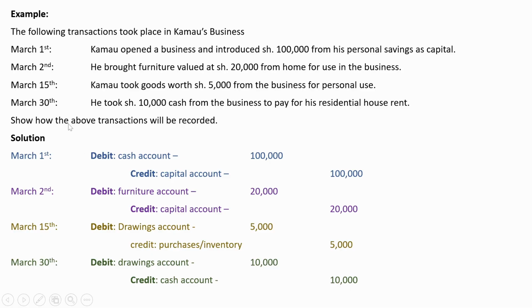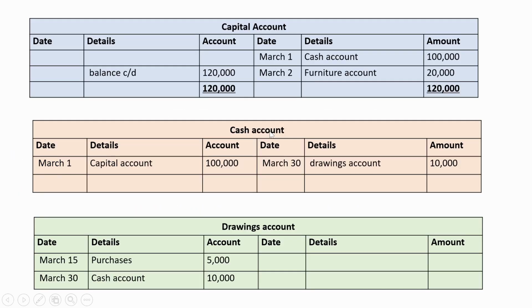So we were supposed to show how the above transactions will be recorded, and in most cases, you are required to prepare the actual accounts. And these are not the actual accounts. This is just, we can call this one the journal entry. This is the journal entry. It just shows you which accounts have been affected and whether you are going to debit or credit those accounts. But now, if you are required to prepare the ledger accounts, this is how you are supposed to do it.